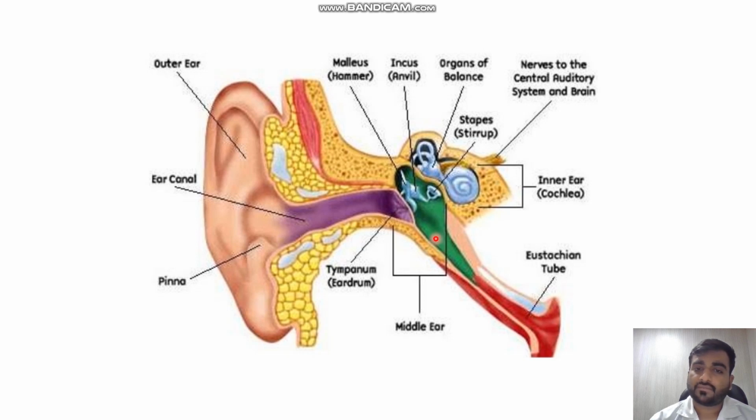So what is the main function? The cilia drain the secretion and fluid from the middle ear into the nasopharynx. The goblet cells and mucous glands decrease in number from the medial to the lateral side.